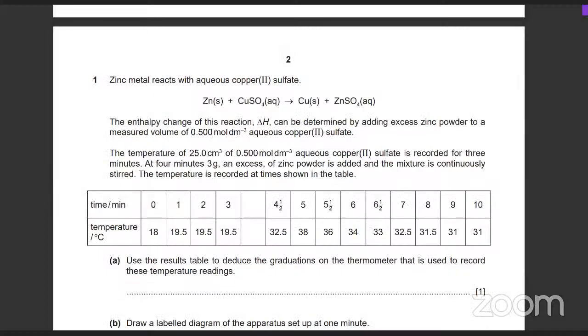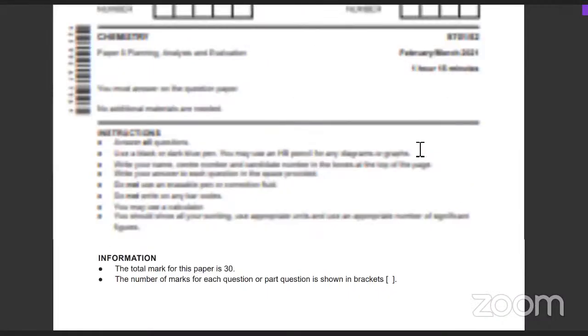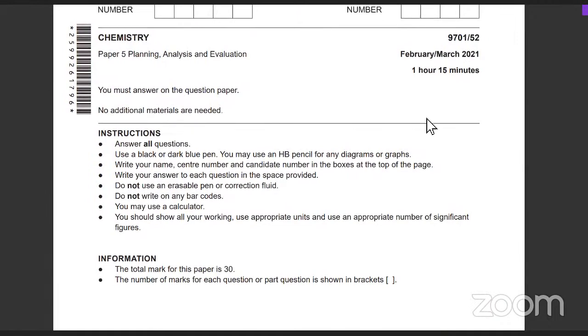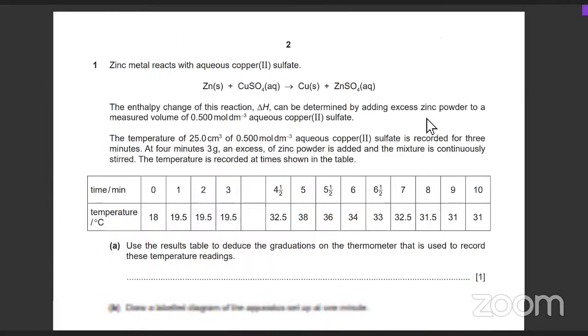Let's start. So starting with the first thing, TK, let's try and do both questions. What is this paper? This is February, March 2021, paper 5.2. So the first question is about zinc reacting with copper sulfate.